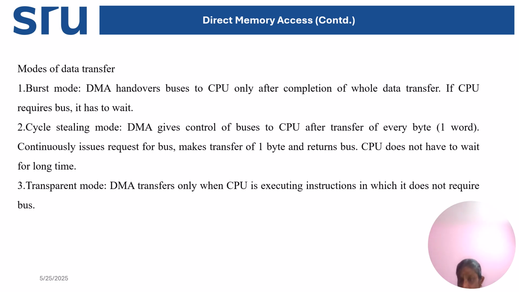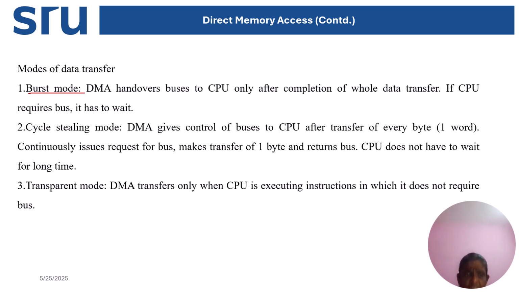completion. So this means that even if the CPU requires the bus for performing some higher priority operation, the DMA will not give the bus to the CPU. That is burst mode. The CPU has to wait, no other way. Even for a higher priority interrupt it has to wait, because the buses will not be returned to the CPU by the DMA controller in this burst mode.